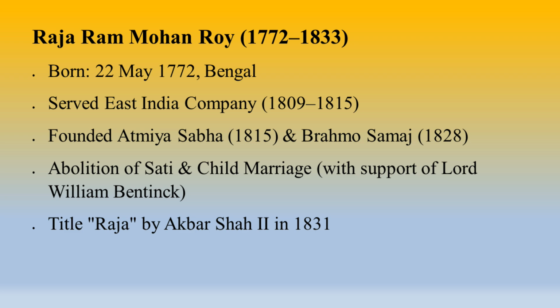Raja Ram Mohan Roy. We begin with Raja Ram Mohan Roy, widely known as the father of the Indian Renaissance. Born in Bengal in 1772, he worked for the East India Company between 1809 and 1815. In 1815, he founded the Atmiya Sabha and later the Brahmo Samaj in 1828, a movement that promoted monotheism and rationalism. His reformist spirit led to the abolition of Sati and child marriage through his tireless lobbying. In 1831, he was honored with the title Raja by Mughal Emperor Akbar Shah II.